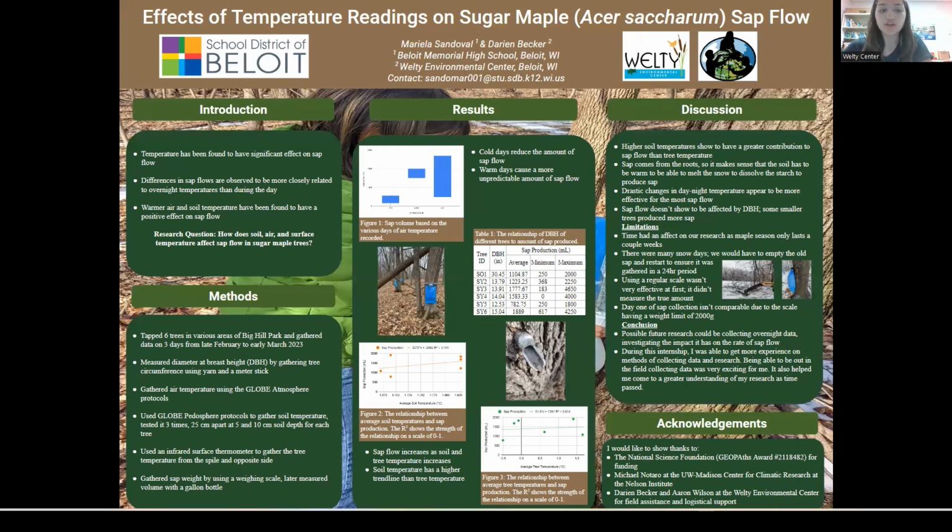Then if we take a look at the R-squared, you can see the soil temperature has one of 0.16 and tree temperature has one of 0.014. This means that although small, soil temperature does have a stronger relationship to sap flow.